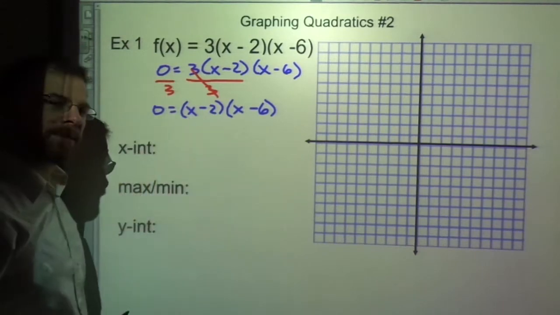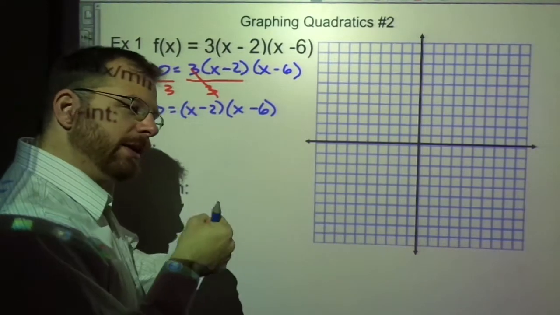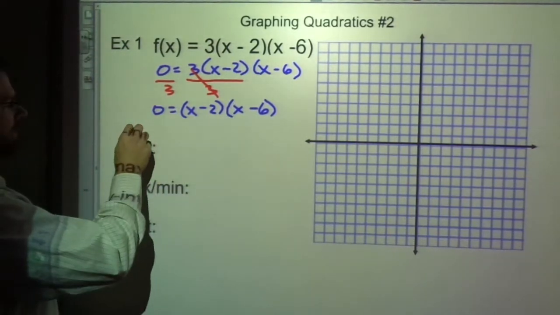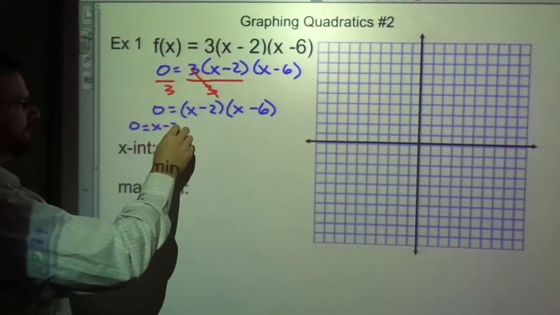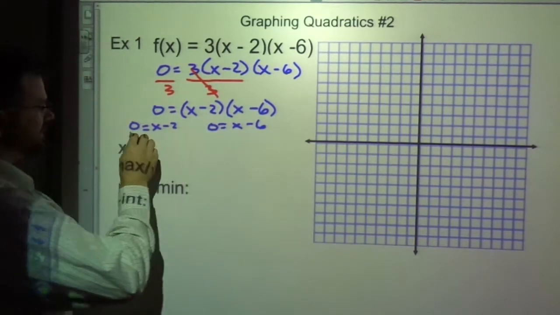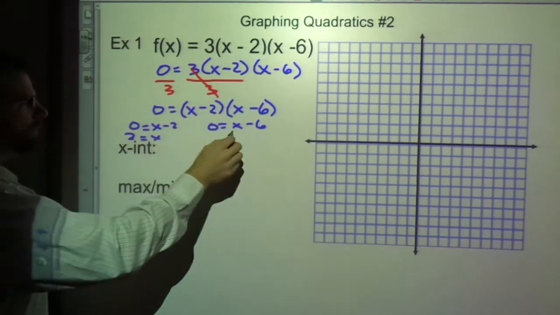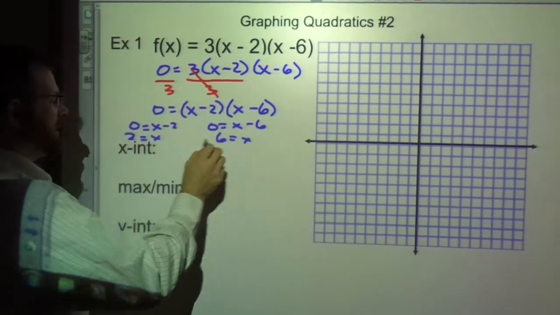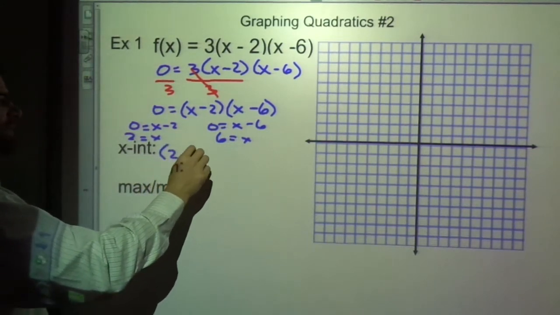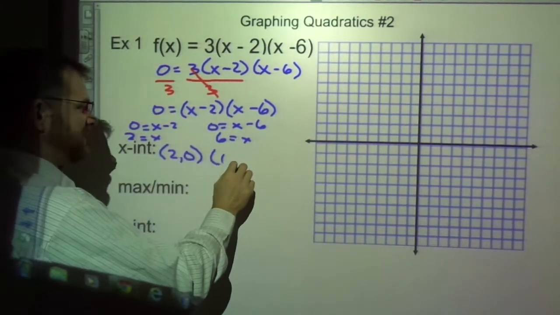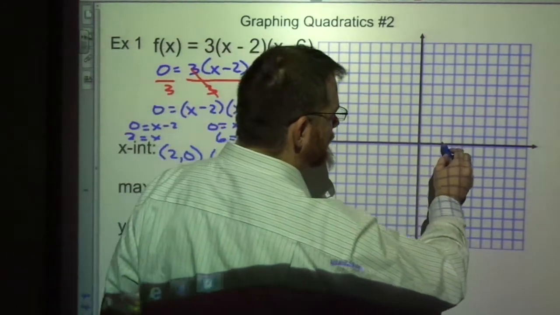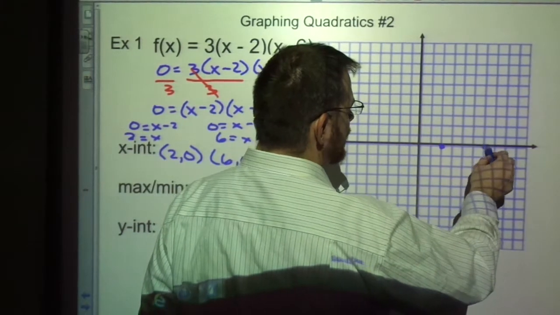By the zero product property, which states that if 2 things are multiplied together to equal 0, one thing or the other thing has to be 0, I can set both of these equal to 0. I know x minus 2 has to be 0, or x minus 6 has to be 0, so x has to be 2, or x has to be 6. And the way I write that for my x-intercepts then is x is 2 when the function is 0, and x is 6 when the function is 0. On my graph, I can go right here, 1, 2, 3, 4, 5, 6.